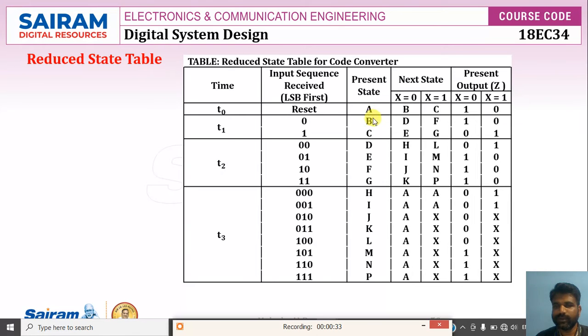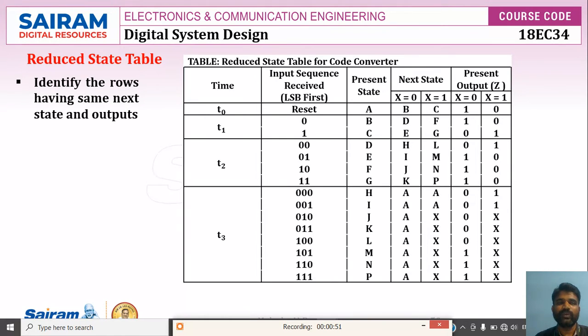See, it has many states, so it is not feasible. So we need to reduce the state table. We have state reduction rules. They are: identify the rows having the same next state and output, and replace them with one row.